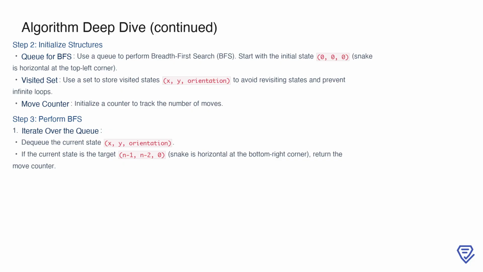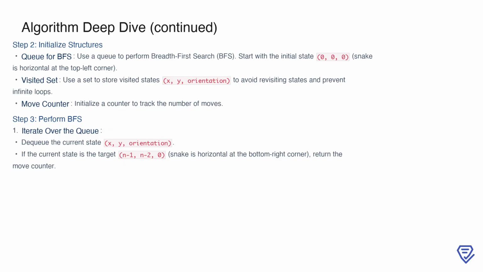Once we have the state representation in place, the next step is setting up the structures required for our algorithm. We'll use a queue to perform breadth-first search, or BFS. The queue will initially contain the starting state (0, 0, 0), meaning the snake begins horizontally at the top left corner. To prevent revisiting the same states and creating endless loops, we'll maintain a visited set. This set will store all states the snake has already explored, represented as (x, y, orientation). Additionally, we initialize a move counter to track the number of moves made during the search process.